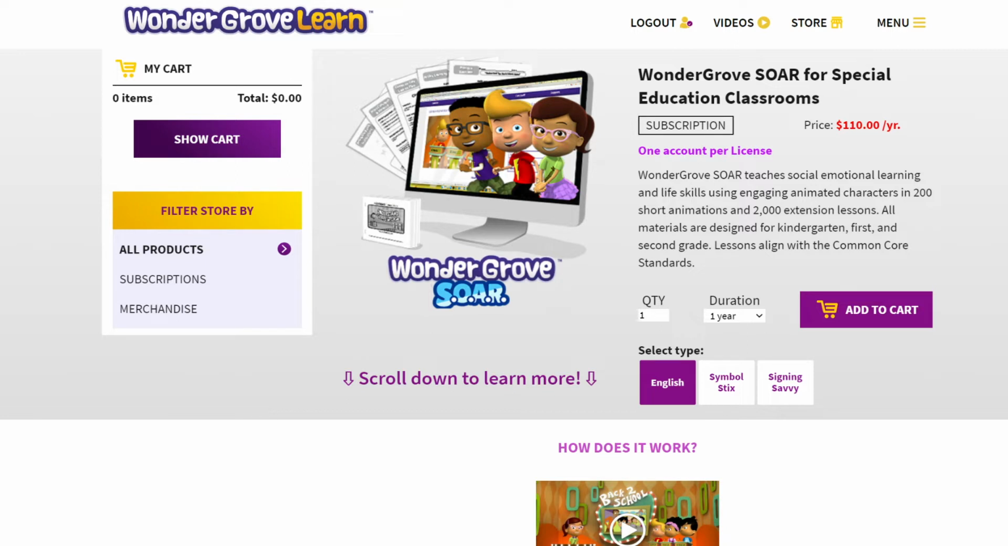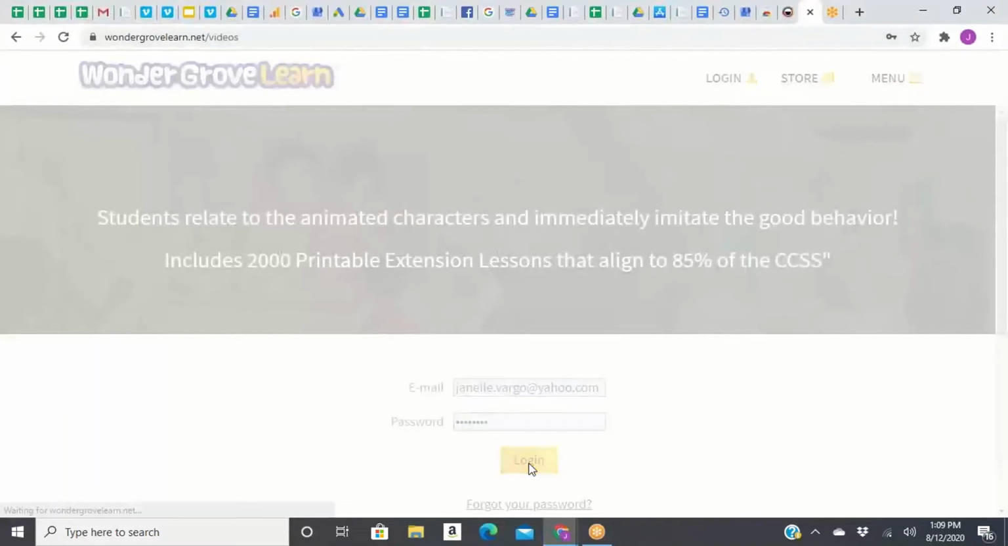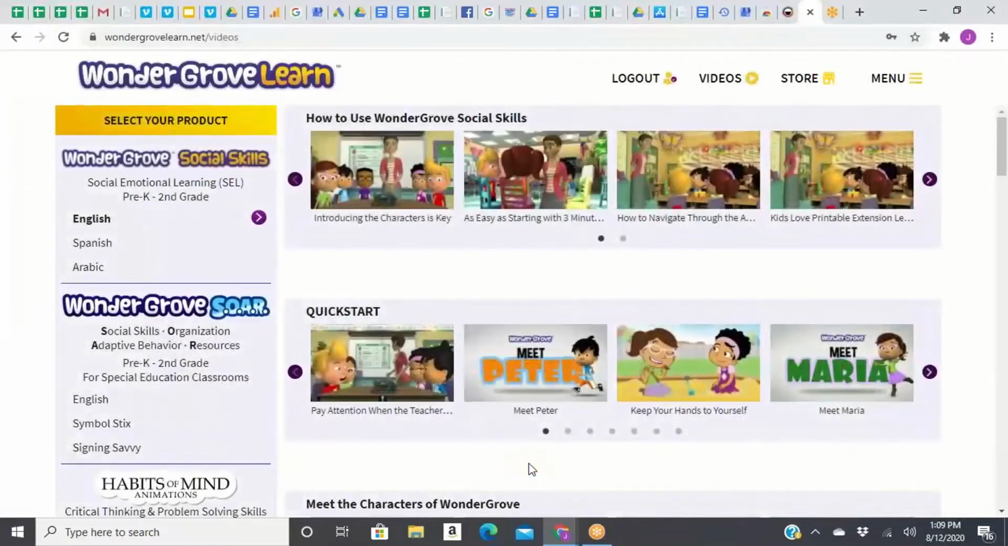So all you have to do to get on this product is to go to wondergrovelearn.net, and you can purchase the product, and then this is what you see when you log in. This is like a sneak peek of what you'll see if you purchase WonderGrove Store. You put in your email and password. I have it saved on my computer because I'm on here so much.